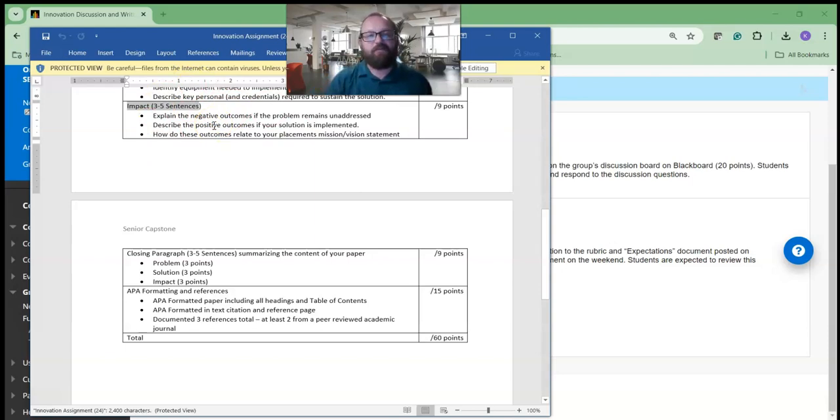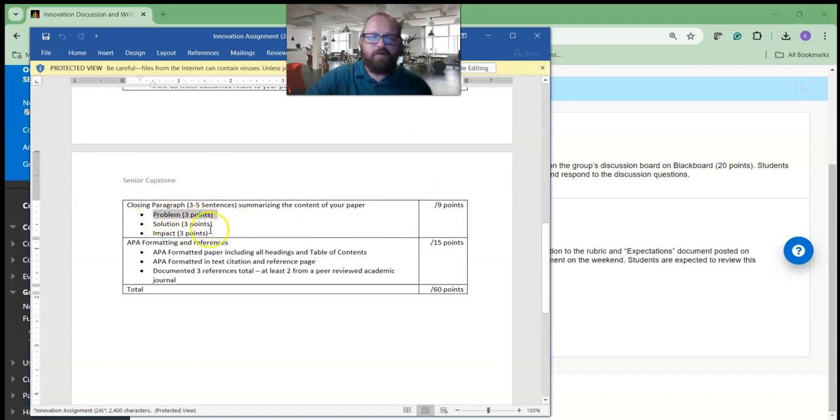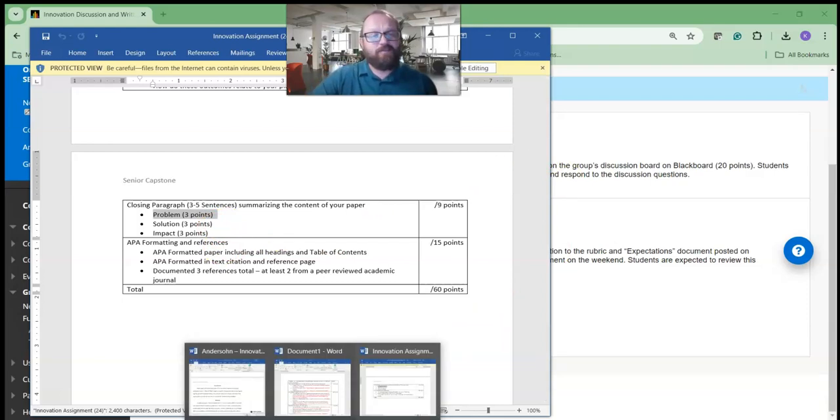So there's kind of a fear factor. What will happen if you don't address this issue? And then on the other hand, what positive things will come out of this? And then how does this relate to your mission statement at your agency? And at the end, you summarize your problem, solution, impact. So that's easy until you actually start to do it.